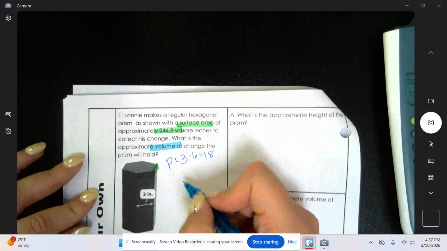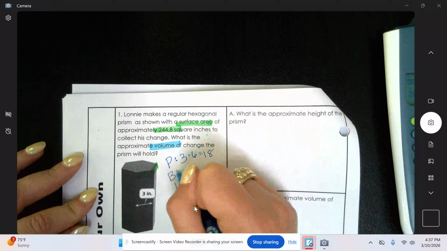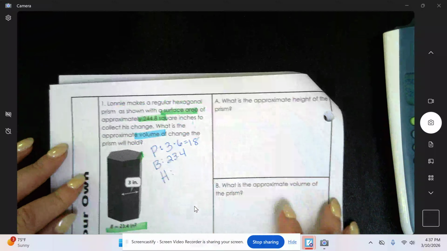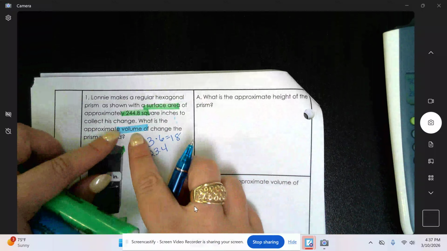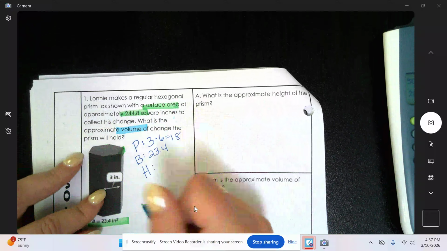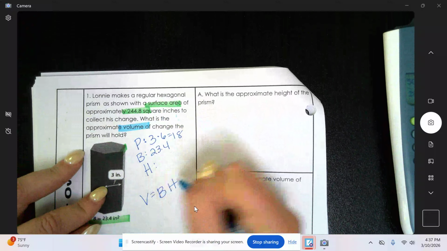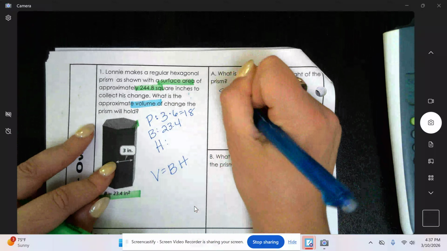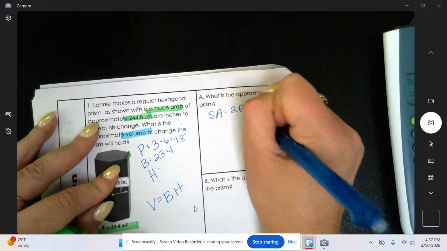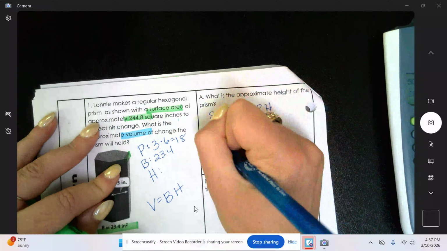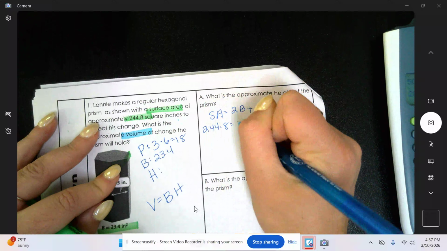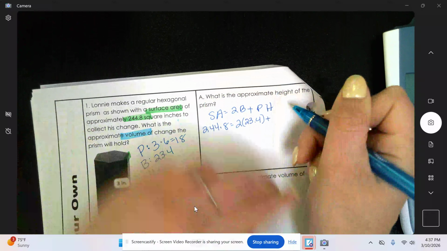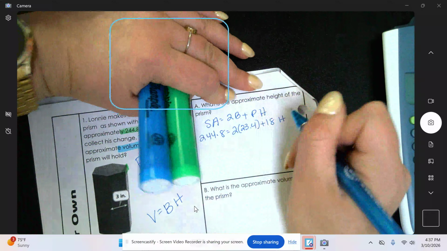So what's missing here is my height. I don't know my height. But I can find it because that's what we've been doing. So to get to volume, I need my B and my H. I already have my B, but I don't have my H, but I can figure it out from the surface area. So I've got surface area equals 2B plus pH. I know my surface area is 244.8. 2 stays 2. My B is 23.4. My perimeter we found out to be 18 times H.